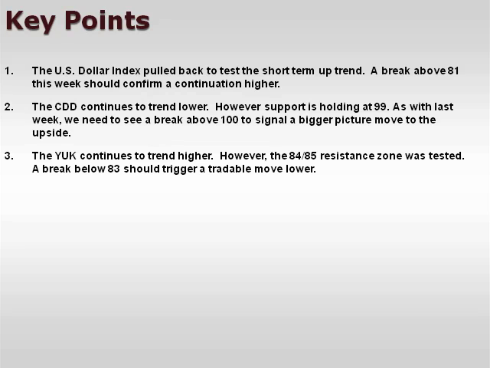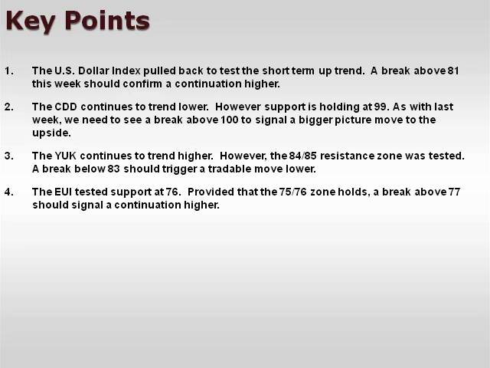The YUK continues to trend higher, however, the 84.85 resistance zone was tested. A break below 83 should trigger a tradable move lower. The EUI tested support at 76, provided that the 75.76 zone holds. A break above 77 should signal a continuation higher.